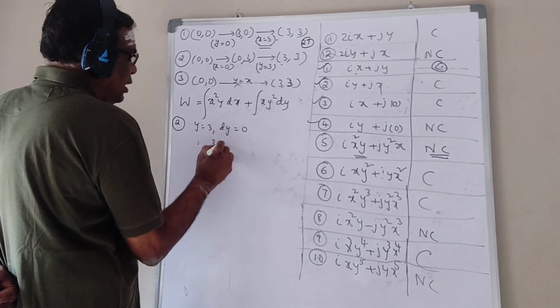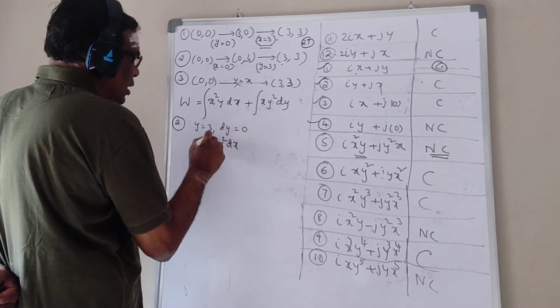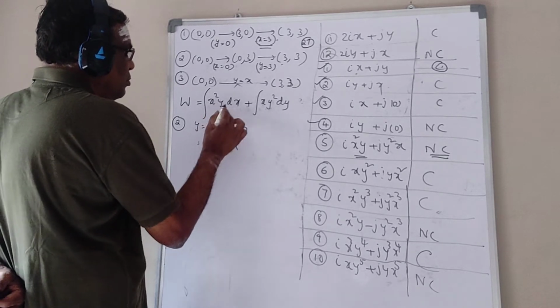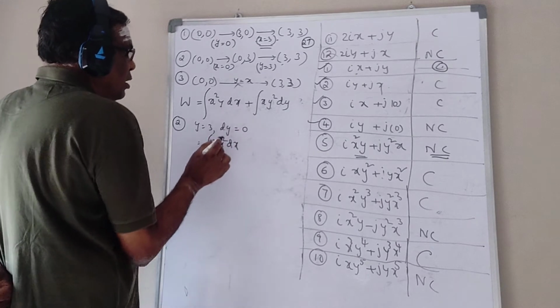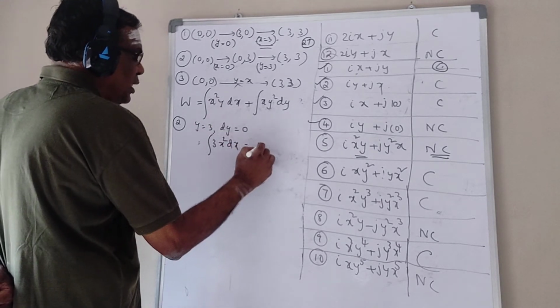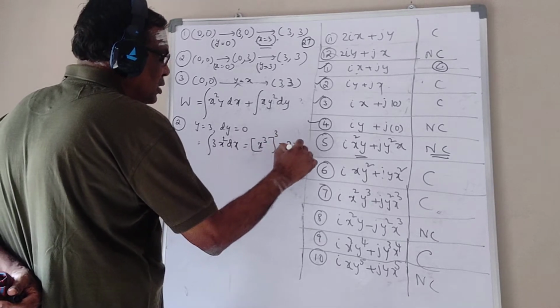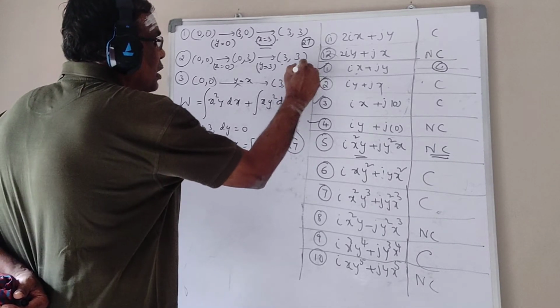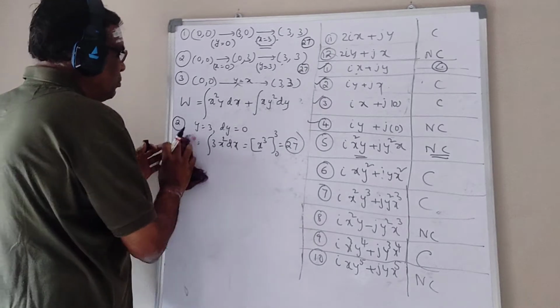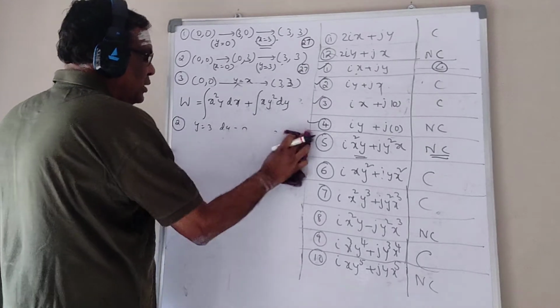What is that? 3x squared dx, because y is equal to 3, isn't it? So the integral of 3x squared dx gives x cubed, from 0 to 3. So this is also 27. Got it? Fine. So I am erasing this.